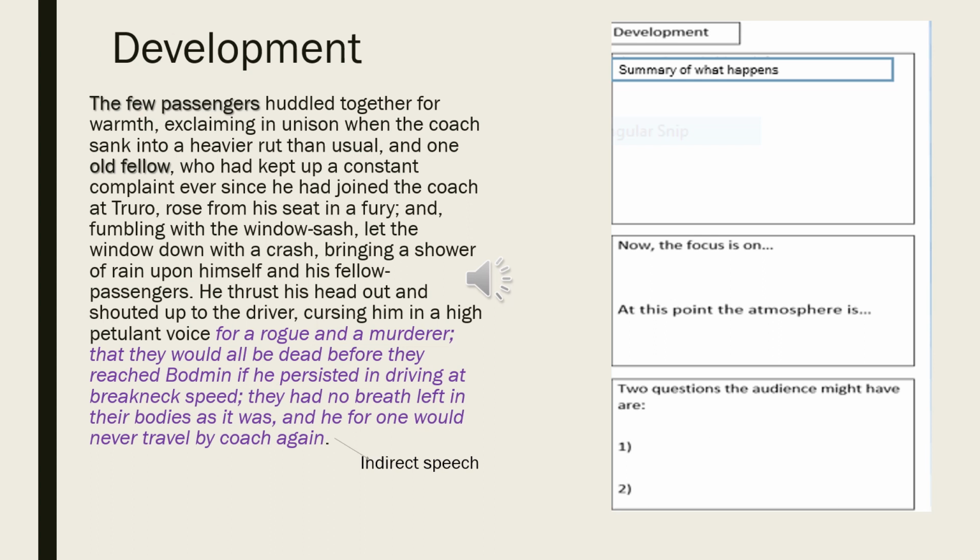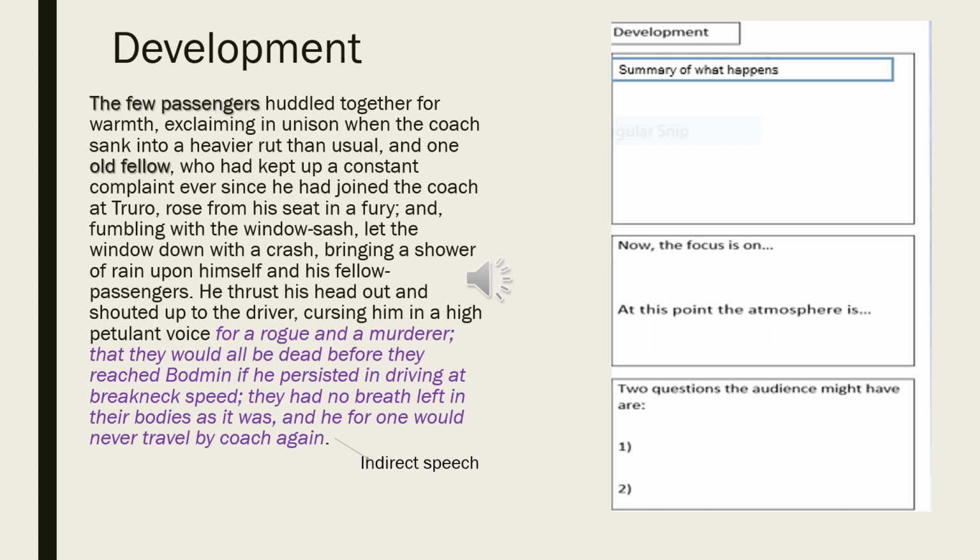The few passengers huddled together for warmth, exclaiming in unison when the coach sank into a heavier rut than usual, and one old fellow, who had kept up a constant complaint ever since he had joined the coach at Truro, rose from his seat in a fury and, fumbling with the window sash, let the window down with a crash, bringing a shower of rain upon himself and his fellow passengers. He thrust his head out and shouted up to the driver, cursing him in a high, petulant voice for a rogue and a murderer, that they would all be dead before they reached Bodmin if he persisted in driving at breakneck speed. They had no breath left in their bodies as it was, and he, for one, would never travel by coach again.